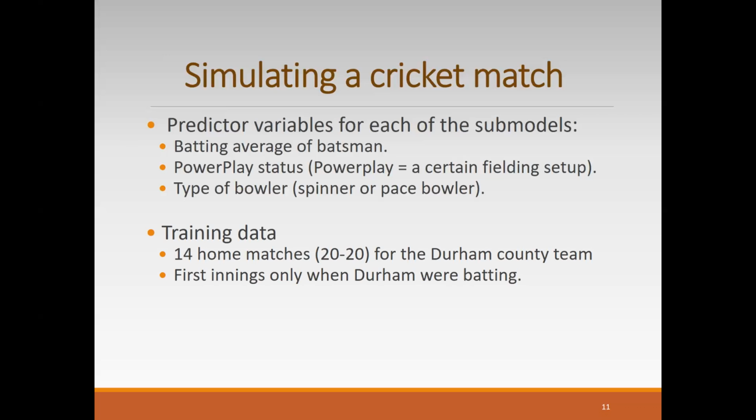The training data consists of data from 14 home matches for the Durham County cricket team. We're using data of first innings only, where Durham were batting, and this is a 20-20 match, so this involves 20 overs, and there are 6 balls per over, so 120 balls in total.